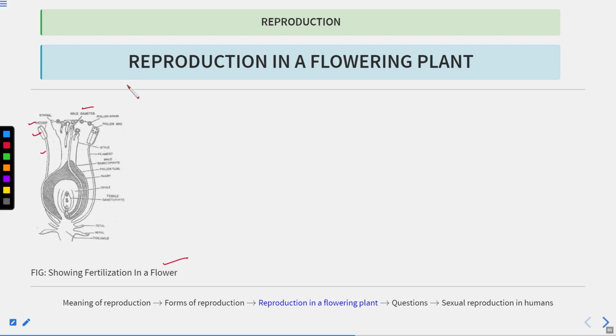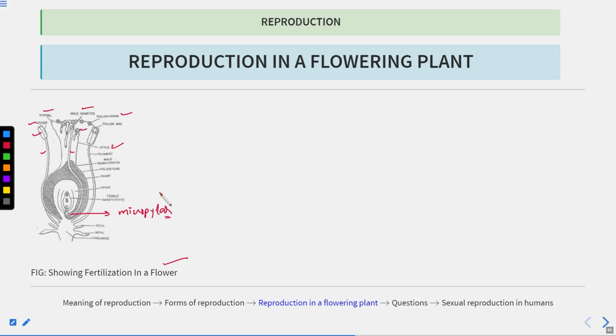And these male gametes are formed within the pollen grains, and then you can see this is the pollen tube. Pollens germinate when they land on the stigma. Then the pollen grains travel through the style. So this is the style, and here you can see the pollen tube enters into the embryo sac through this micropylar region. So this is the micropylar region.